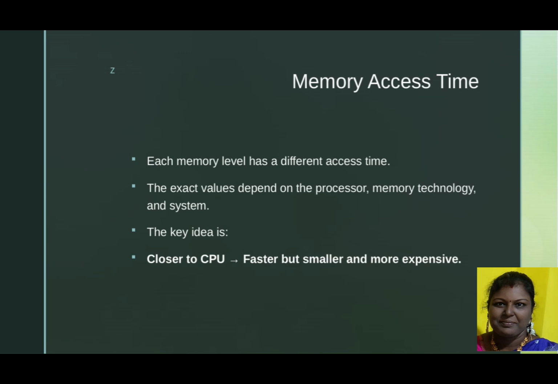The main idea to remember is this: the closer the memory is to the CPU, the faster it is. But there's a trade-off. That speed comes with smaller size and higher cost. So speed, size, and price all balance out in the memory hierarchy.